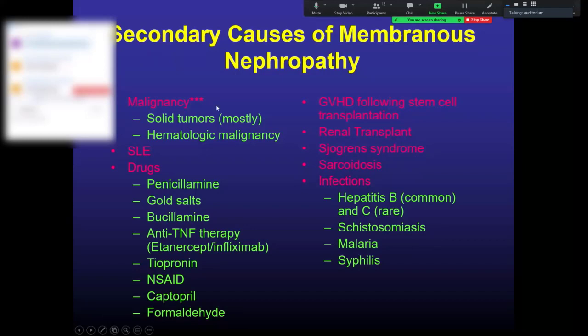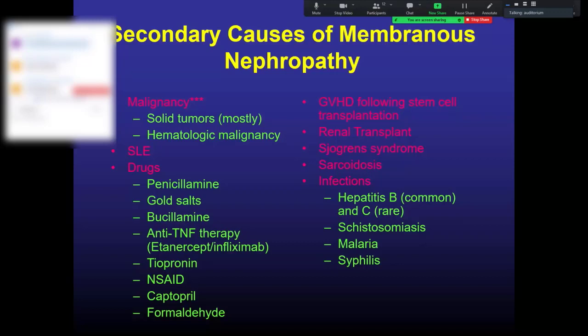Secondary causes of membranous: I have starred malignancy on here because this is a favorite test question. Given the age of these patients, a lot of them have not necessarily been up to date with their cancer screening, so solid tumors are most likely associated with a secondary form of membranous. If you have a new diagnosis of membranous, whether it's PLA2R negative or positive, it is really important that the patient undergoes age-appropriate cancer screening. Hematologic malignancies can be associated, but much more rarely. They're more likely to be associated with minimal change disease.